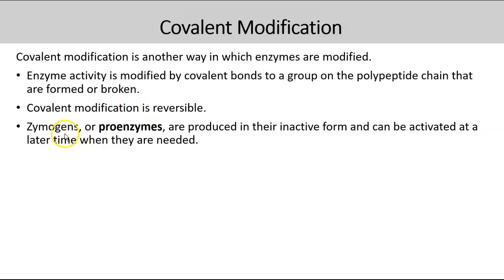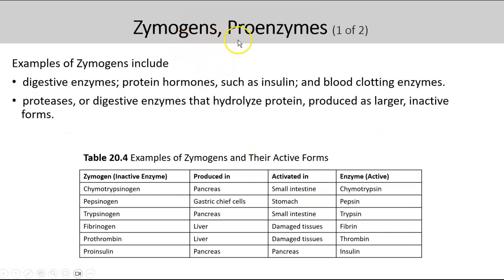Now, there is a type of enzymes called zymogens or proenzymes. Sometimes they are called zymogens or proenzymes. They are usually produced in their inactive form, which means they are not working as an enzyme in the inactive form, and they will be synthesized in a certain place, and they can be activated at a later time when they are needed at a certain site. We'll see some examples of these zymogens or proenzymes. For example, chymotrypsinogen produced in the pancreas and pepsinogen produced in gastric chief cells.